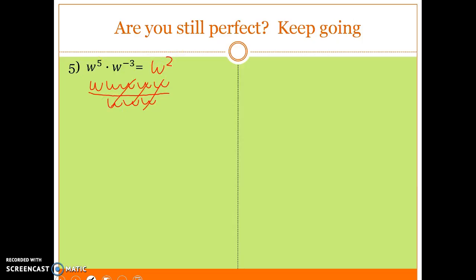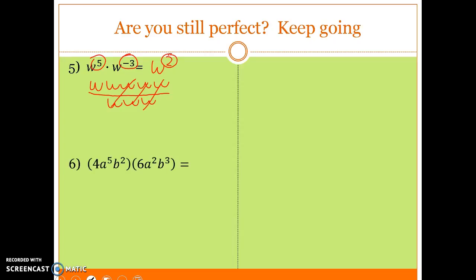Another thing you can think about it as, I have a positive 5 and a negative 3. If I add them together, what do I get? Well, that's a positive 2. And so again, the same rule applies. W to the 5th times w to the negative 3rd. If I add them together, that's w squared.